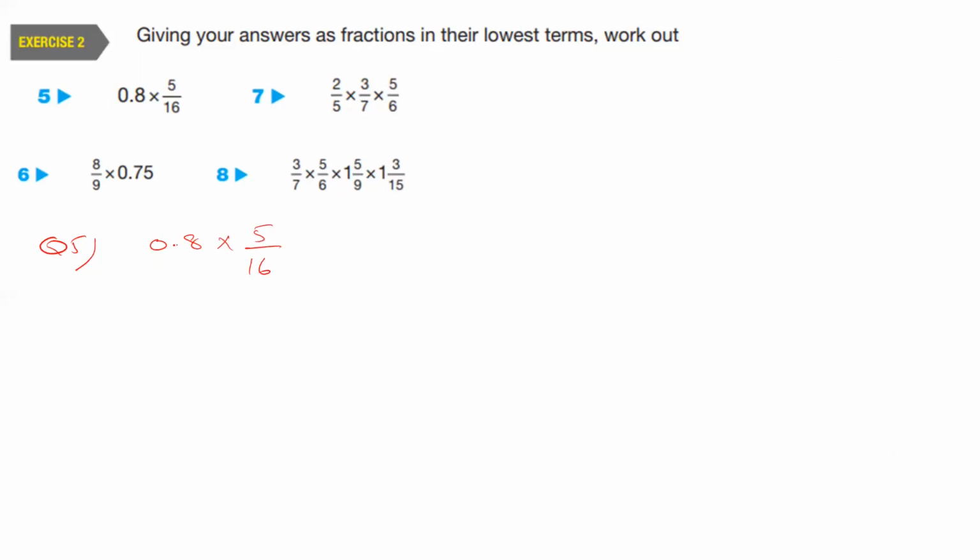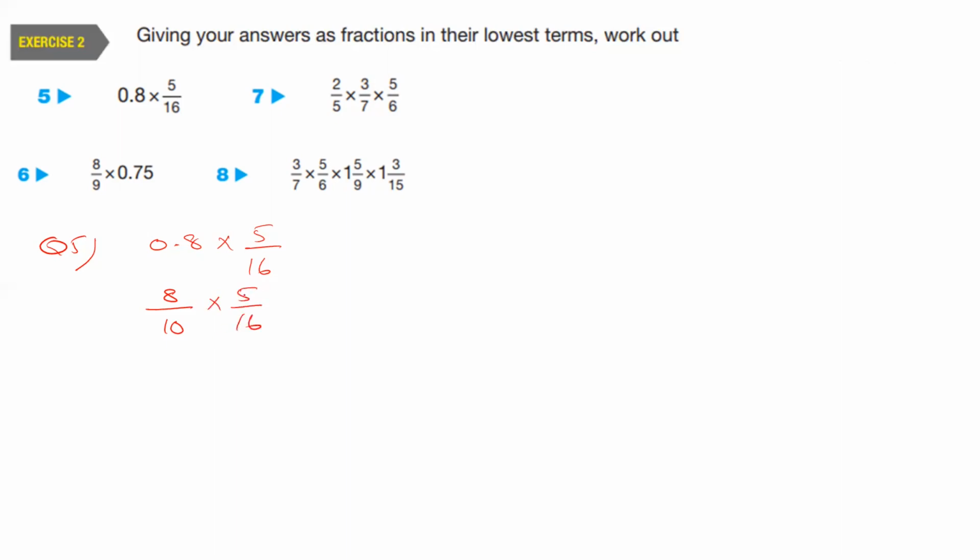0.8 means we convert this decimal into a fraction. So we have this 0.8, which means one non-zero digit after the decimal. So we write here 8 upon 10. If it would be more, then we could write here 8 upon 100. But right now it's only one digit after the decimal. So we write only 1 0 in the denominator and we remove the decimal from it. So times 5 upon 16.